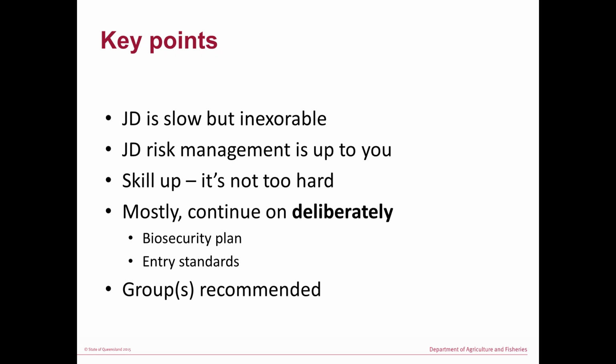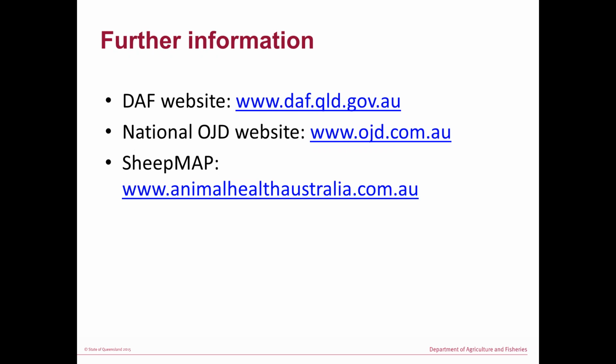Basically, it's about doing what you've always done, but recognising that the frameworks around what you've always done are now changing, and you will need to make some deliberate decisions rather than rely on others to have protected you as in the past, particularly around the standards of entry of sheep onto your property. And in particular, I would encourage the formation of groups in Queensland or a whole-of-Queensland group in order to manage this risk collectively.